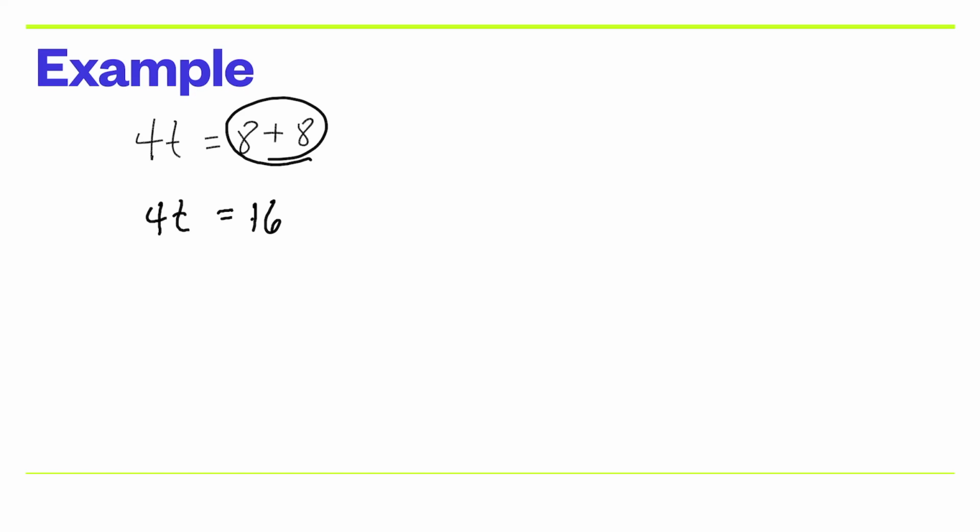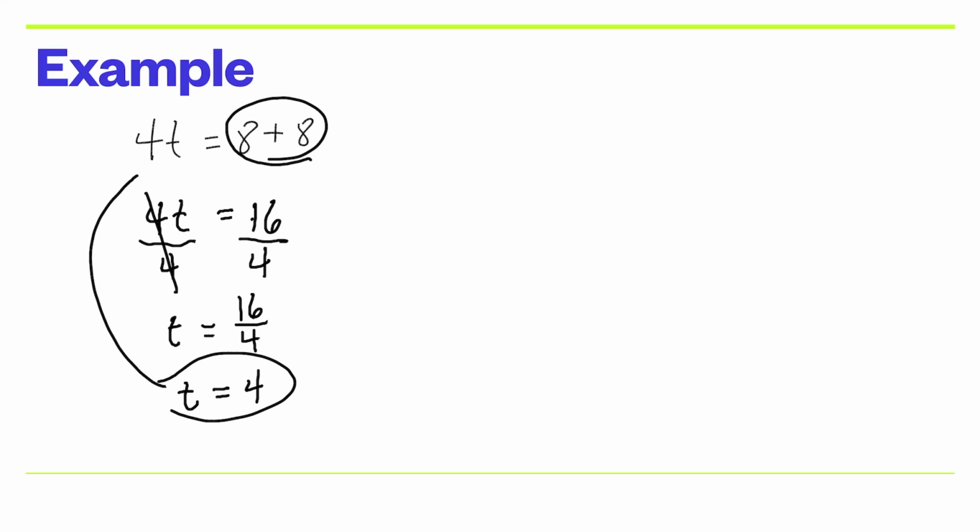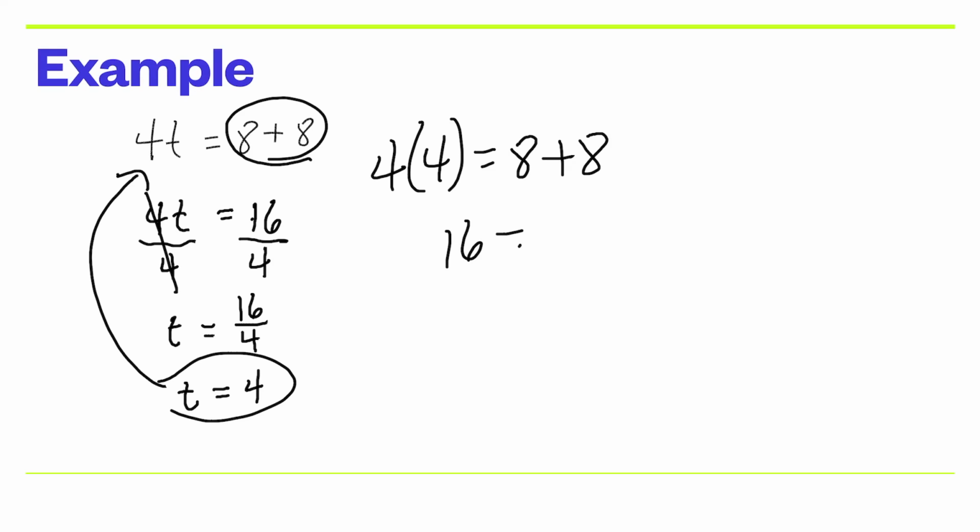Both sides of an equation may be divided by the same number, except 0, without changing the equality. So I would divide, to isolate the variable, by my 4 on both sides. Cross that out because they cancel out, and I just get t is equal to 16 divided by 4, which is going to be t is equal to 4. Now I'm going to substitute my t in, and so I get 4 times 4 is equal to 8 plus 8, so I get 16 is equal to 16, and it is checked.